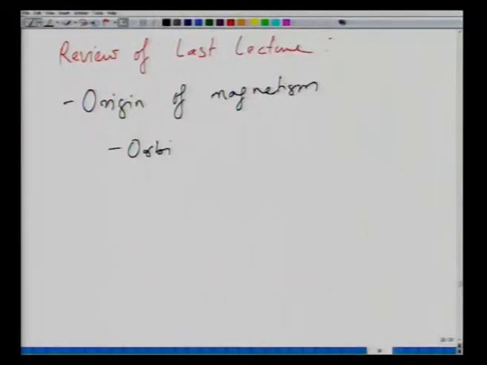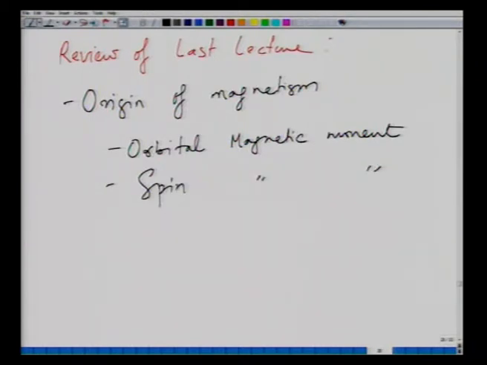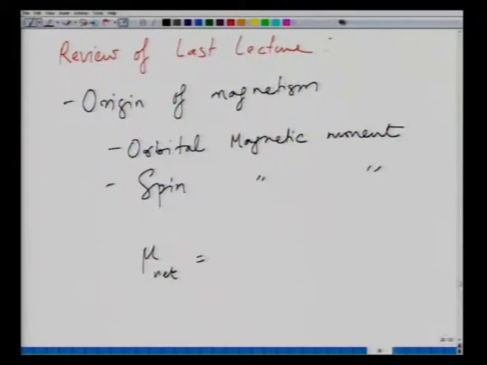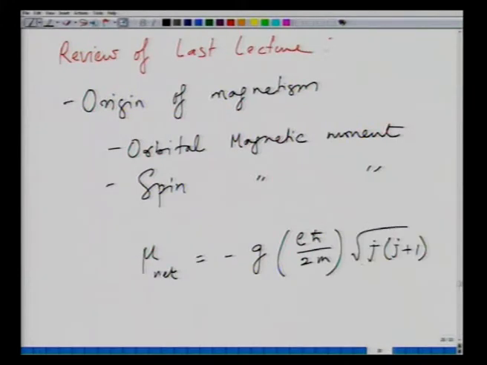One was the orbital magnetic moment, and another was the spin magnetic moment, and the sum of these two in any material gives you the total magnetic moment. This total magnetic moment, mu net, is minus g into eh cross divided by 2m into root of small j into small j plus 1. This eh cross divided by 2m is the smallest quantity of magnetic moment, and this is called the Bohr magneton, mu B. And this small j is nothing but a characteristic quantum number.